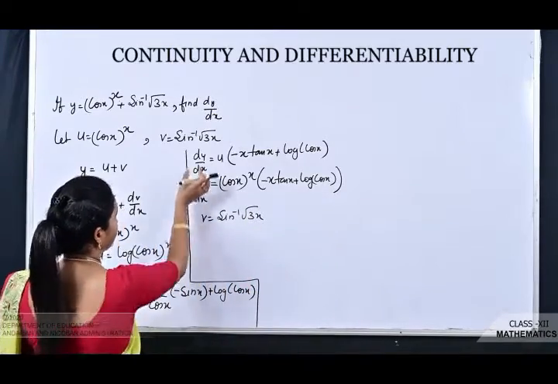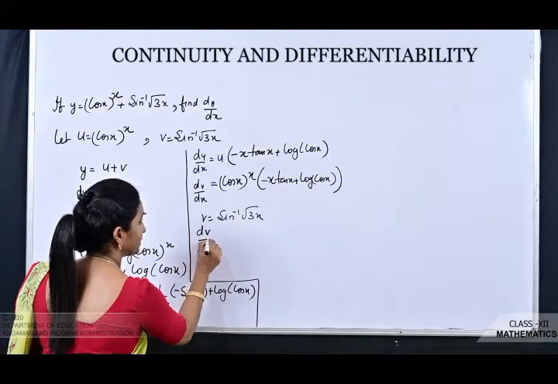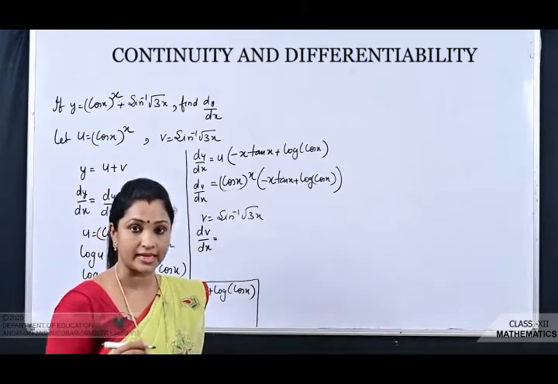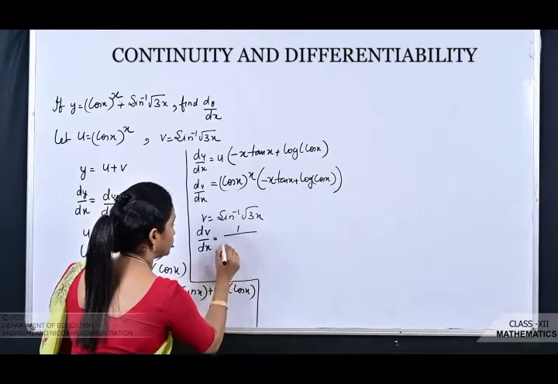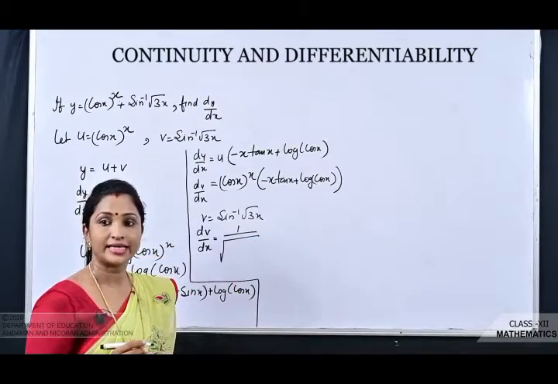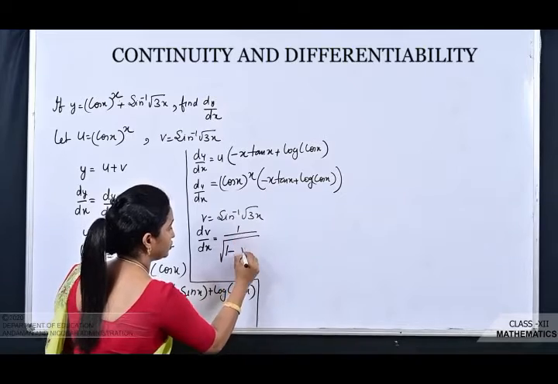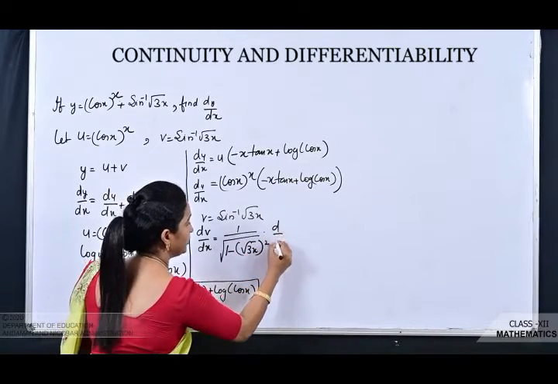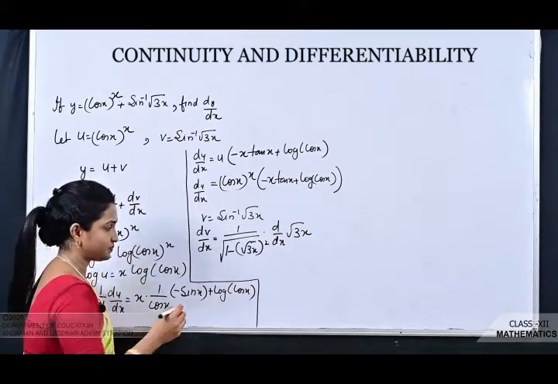Now v I have taken as sin inverse root 3x, we will go for direct differentiation. dv by dx is equal to, what is the formula for the derivative of sin inverse x? 1 by root over 1 minus x square. So in place of x you have root 3x, the whole square, into d by dx of root 3x. Chain rule you will apply here.